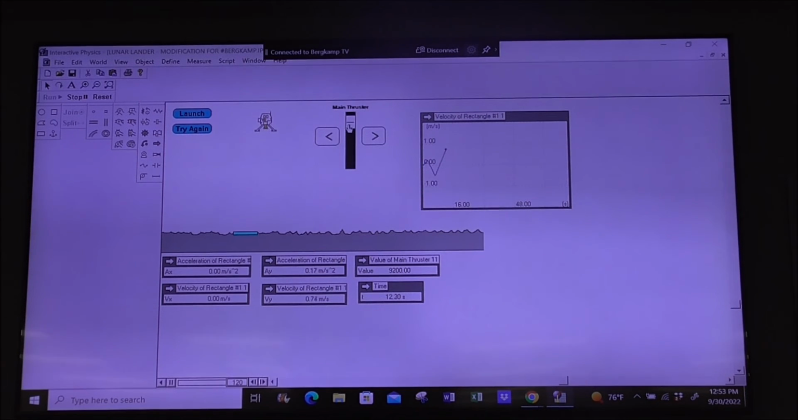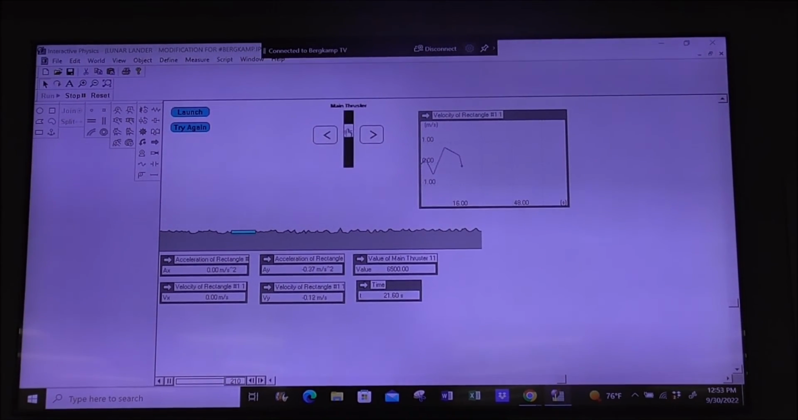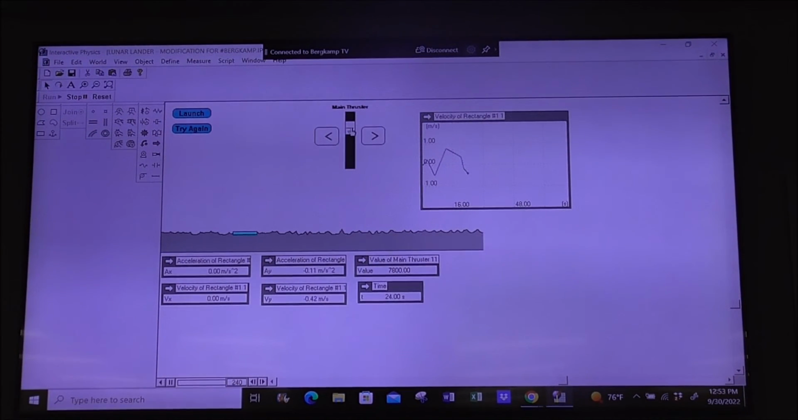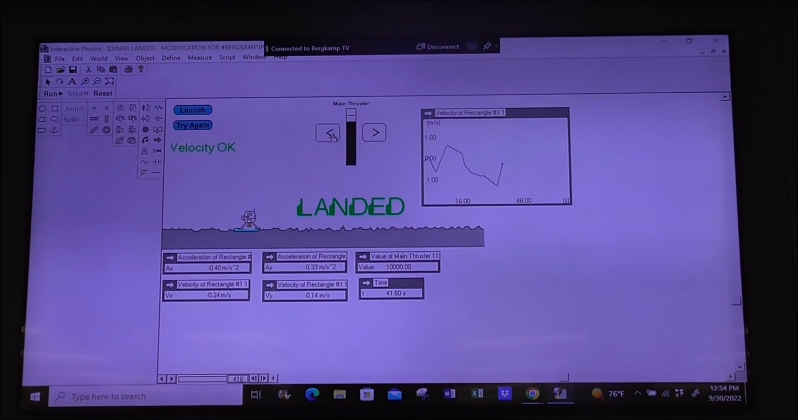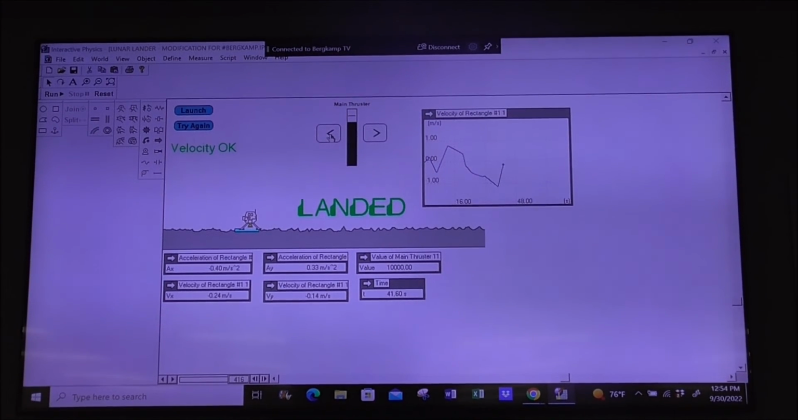So you can adjust that, and it might go off the screen. It'll come back eventually. Maybe. There it goes. Oh, yeah. And then you can make it go left or right.